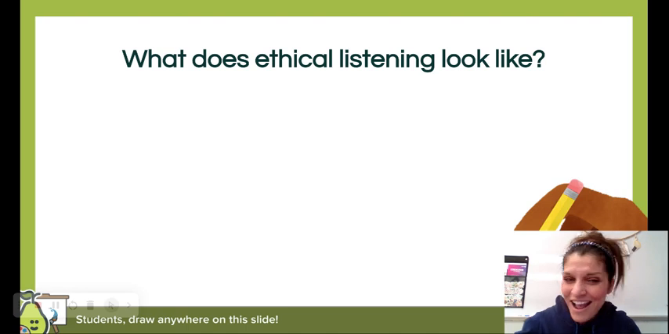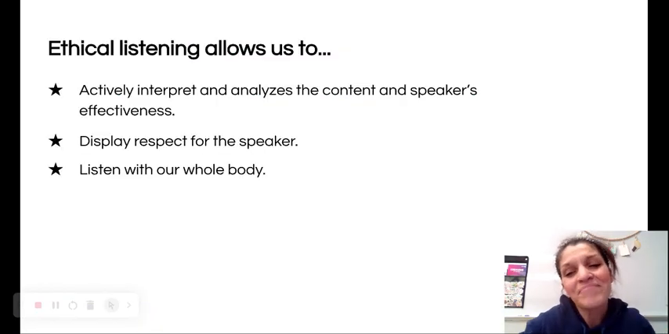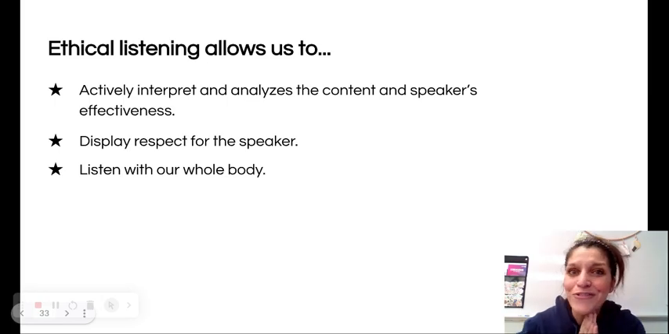Okay, here is, what does ethical listening look like? If you had to draw it out, what would you draw? Ethical listening allows us to actively interpret and analyze content. We remove our biases and listen with intent. We display respect for speakers, and we listen with our whole bodies, not scrolling on our phones.